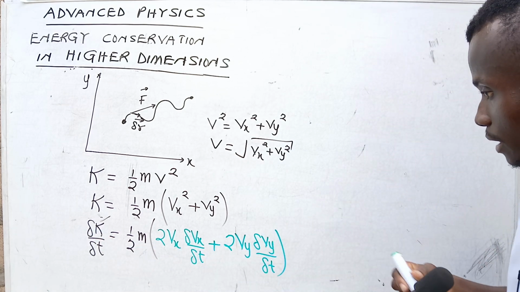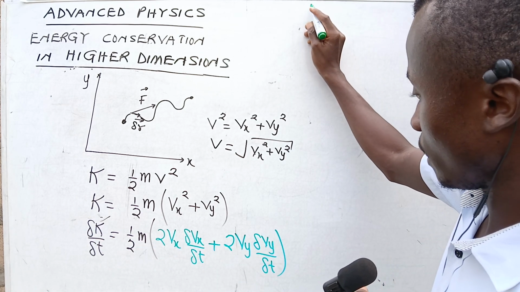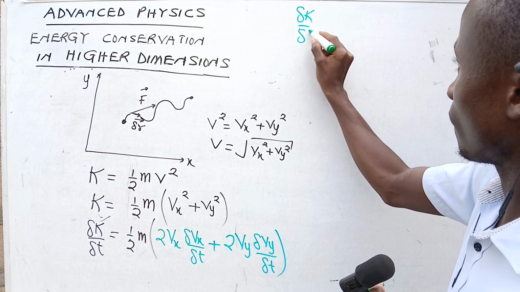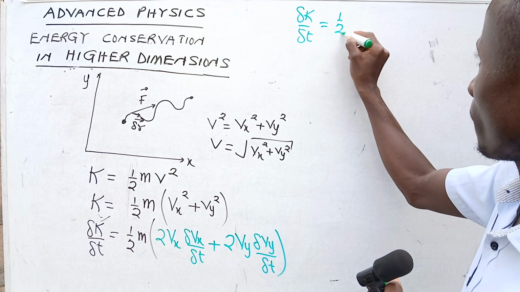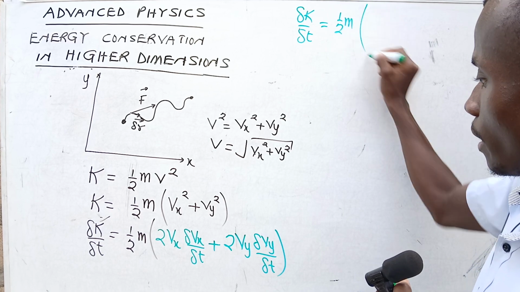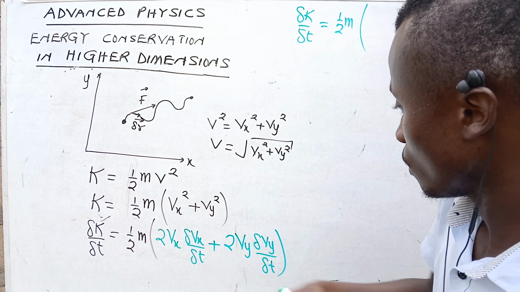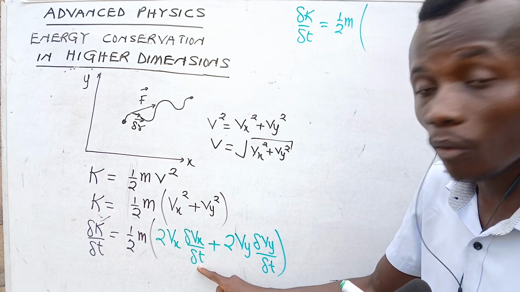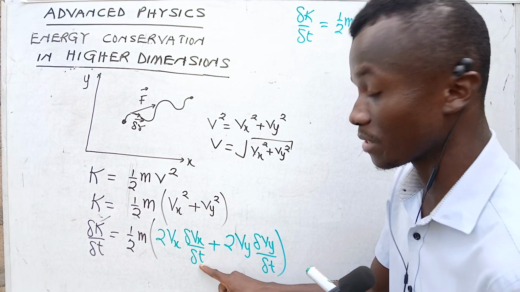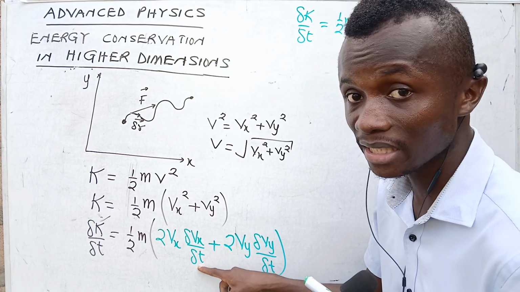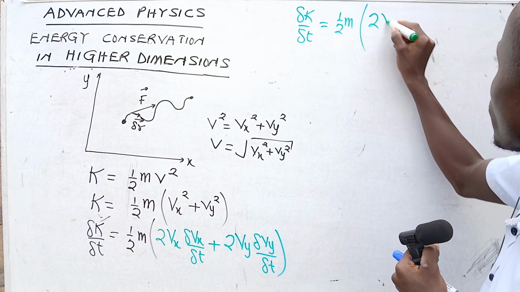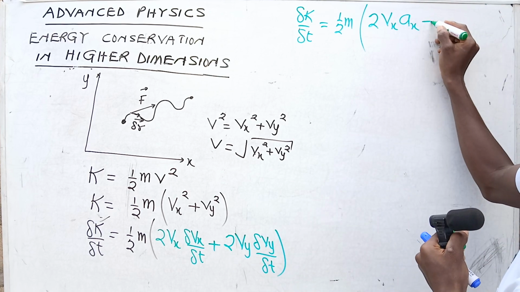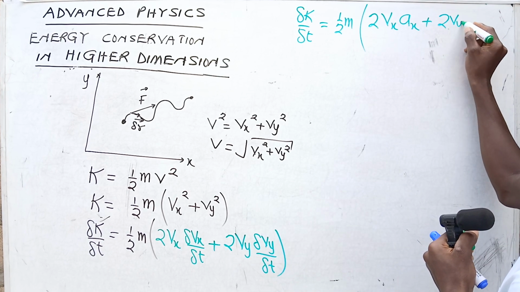So the change in the kinetic energy with respect to time, let me write that again, is equal to half m into bracket. Now we have 2vx dvx/dt. Now the dvx/dt, if you could recall, is a change in velocity with respect to time, and that is acceleration. So we have 2vx, and we write ax for dvx/dt, plus 2vy ay.